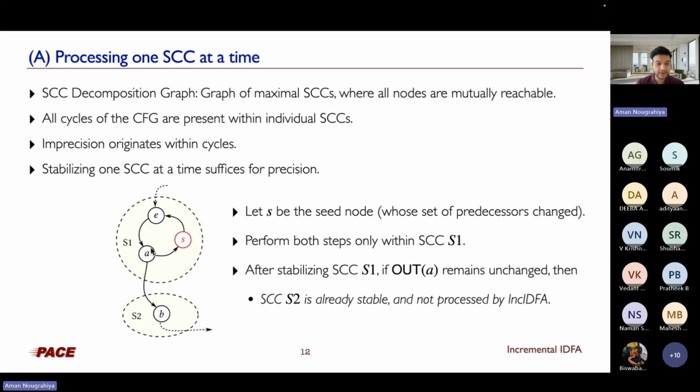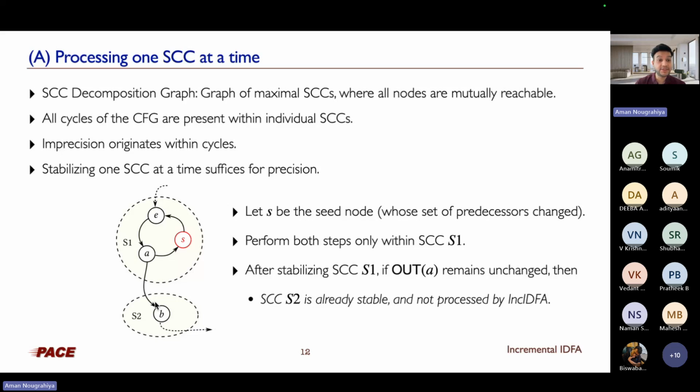For example, if we look at this figure, let's assume that S is the seed node. After performing both the steps where I clear the flow maps in whatever manner, and then perform restarting iterations within S1, if the out of A doesn't change, then we know that S2 and the SCCs beyond S2 need not be recomputed. That's where we make our savings, because after processing an SCC, if there is no change, we can just stop.